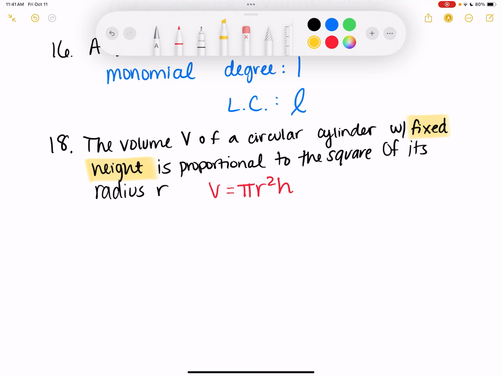So all I have to do on one like this is say they didn't tell us a constant, so we're going to use K for our constant. That's what the instructions say to do. So V equals K times r squared. So essentially K is representing the pi and the h in our equation.